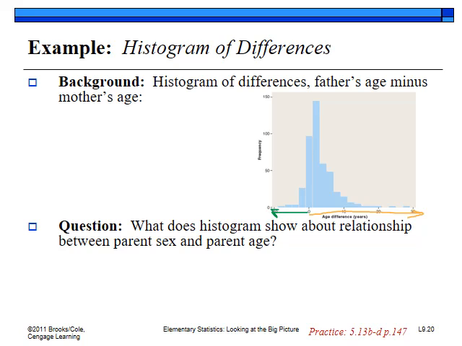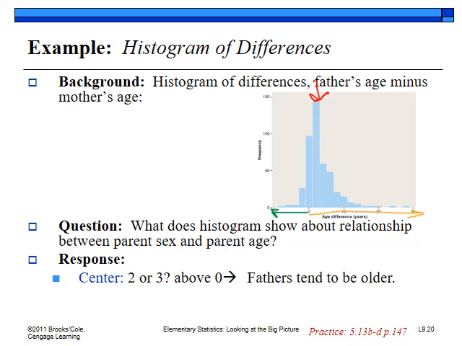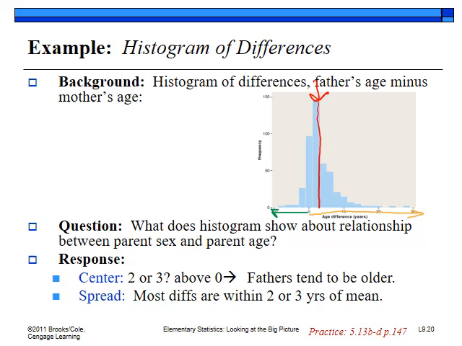Now, what can we learn from this histogram? Well, notice that the center, that is approximately where we see the peak, is at maybe 2 or 3, but it's positive. And remember, positive numbers indicate fathers are older than mothers. Next, looking at the spread, we can see that most of these differences are within 2 to 3 years of the mean. So if we peg the mean at this tallest bar, and we go up and down by a couple of years, sure enough, that covers most of the data.